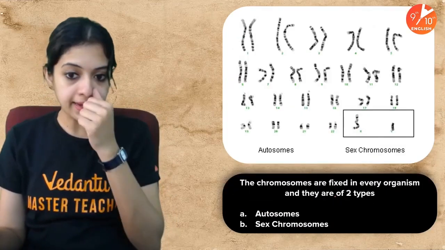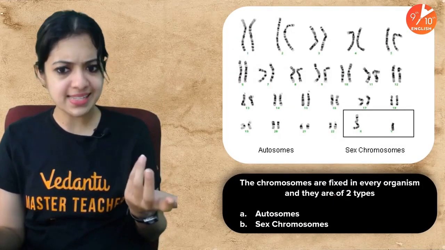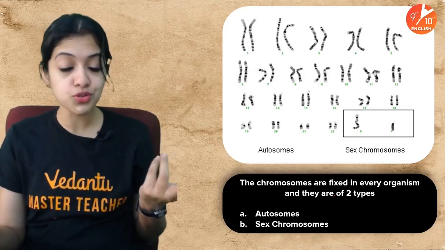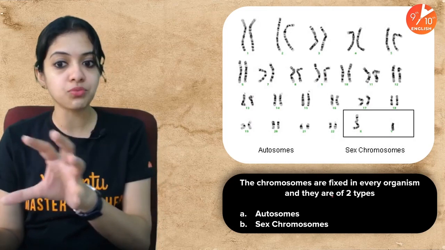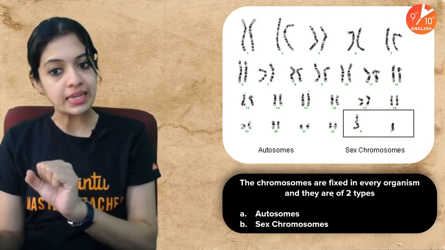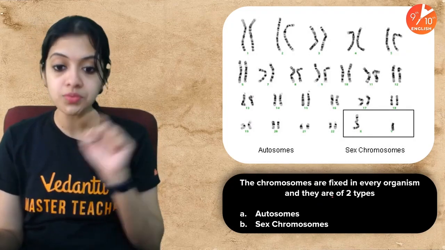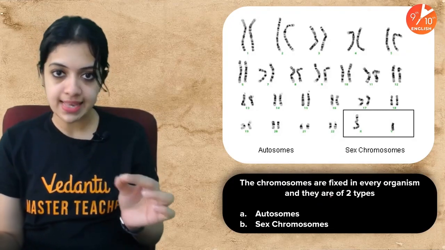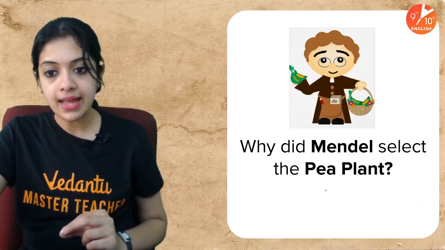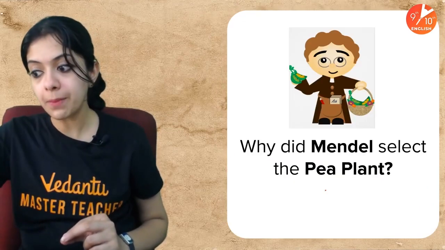So moving ahead. Chromosomes, we know, are fixed in every organism. They are of 2 types. I've told you this as well: autosomes and sex chromosomes, right? Remember, this is with respect to human beings that you're seeing here. 22 pairs of autosomes and 1 pair of sex chromosomes that all our diploid cells have.